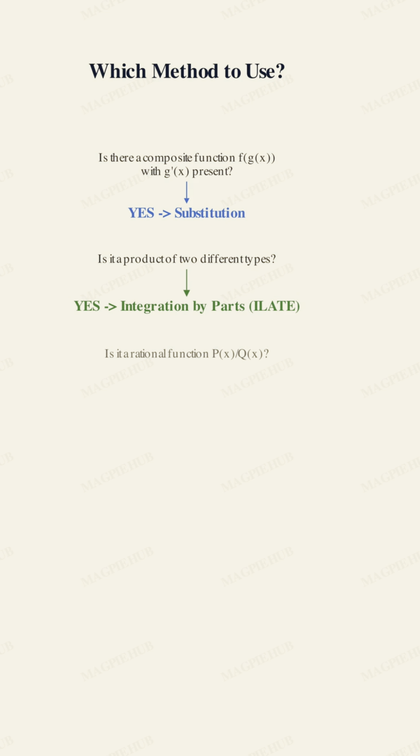If the integrand is a rational function, a polynomial divided by another polynomial, use partial fractions. Sometimes you may need to combine methods, for example, partial fractions followed by substitution for each term.